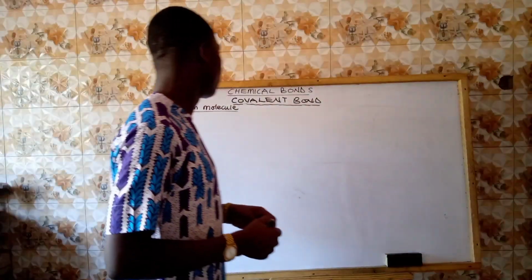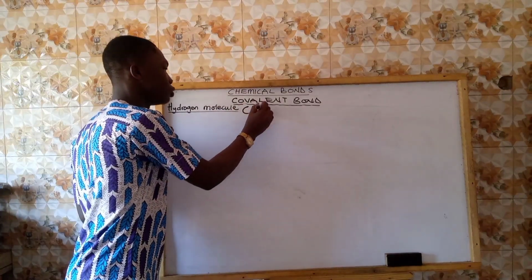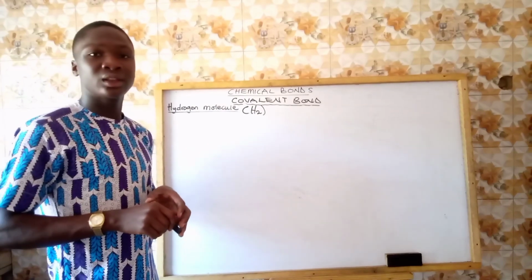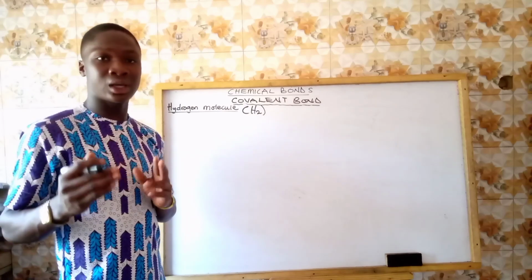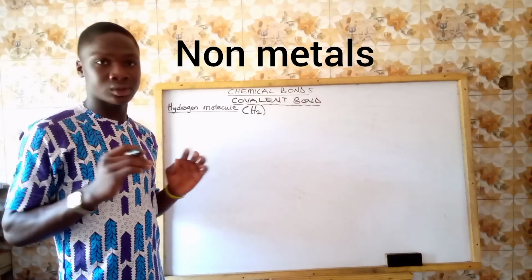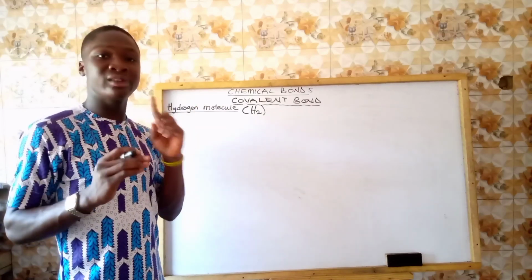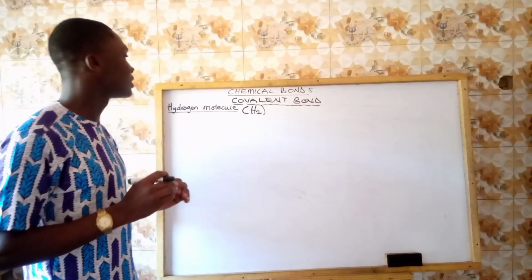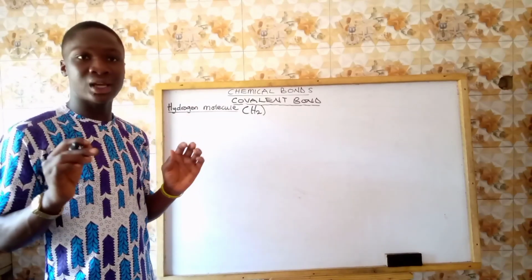Let's check our first example. We have the hydrogen molecule. The symbol is H2. You have to note that for covalent bonds, the bond is between two or more nonmetals, or the atoms involved in this bond are only nonmetals. And for the ionic, it's a metal and a nonmetal. So this is one of the differences between a covalent bond and an ionic bond. So you have to know that the atoms that are bonding should be only nonmetals.